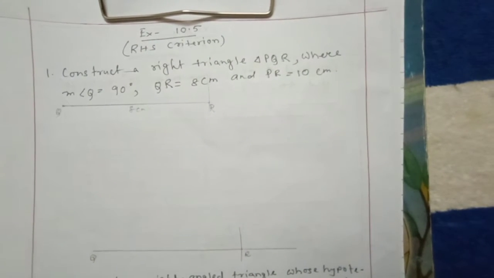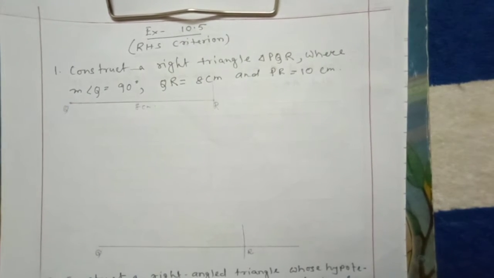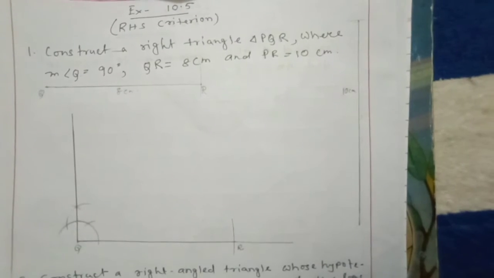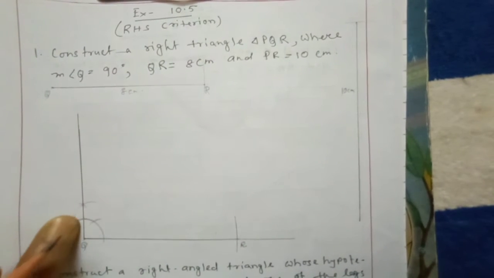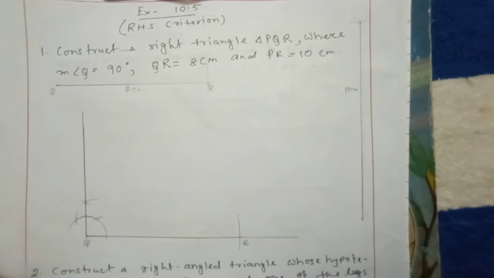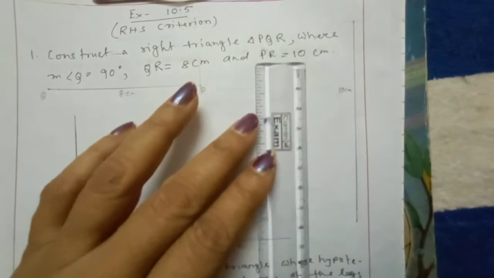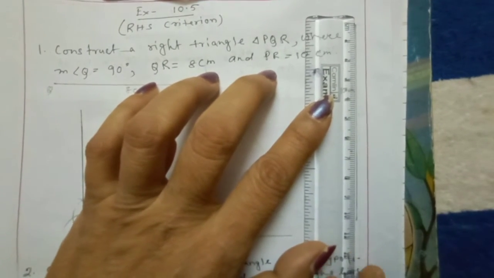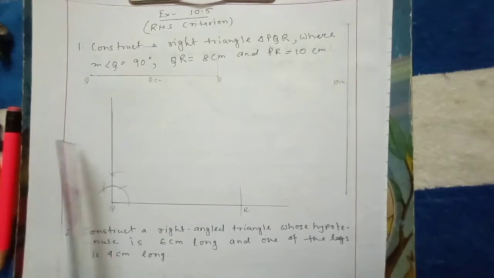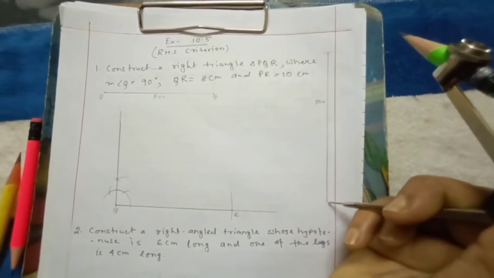From the point Q you have to draw an angle of 90 degrees. After constructing 90 degrees, produce the line and then take the measurement of 10 centimeter. I have taken 10 centimeter length here. After taking 10 centimeter, you have to measure this length because it is the hypotenuse PR.